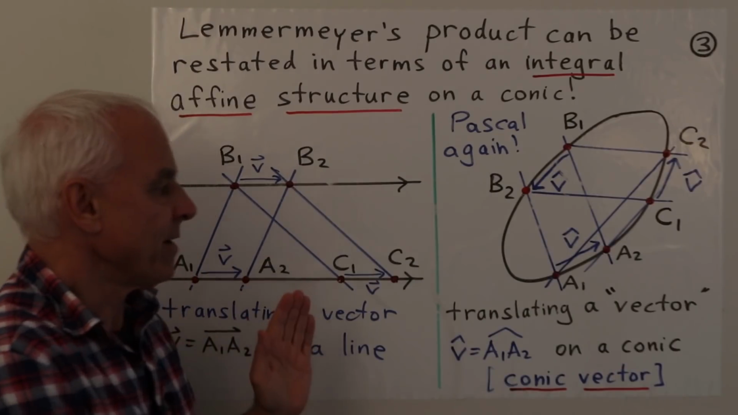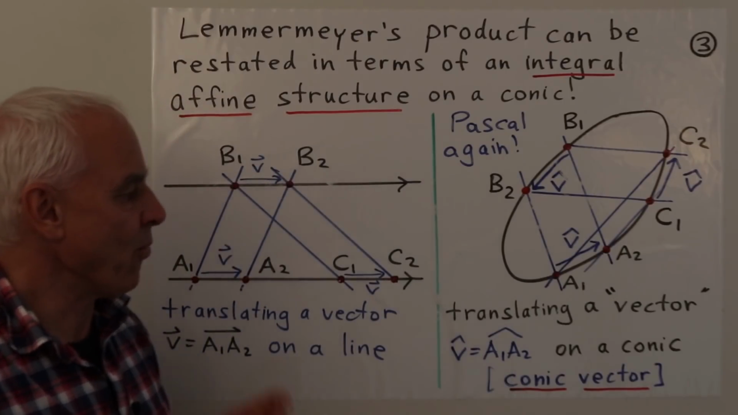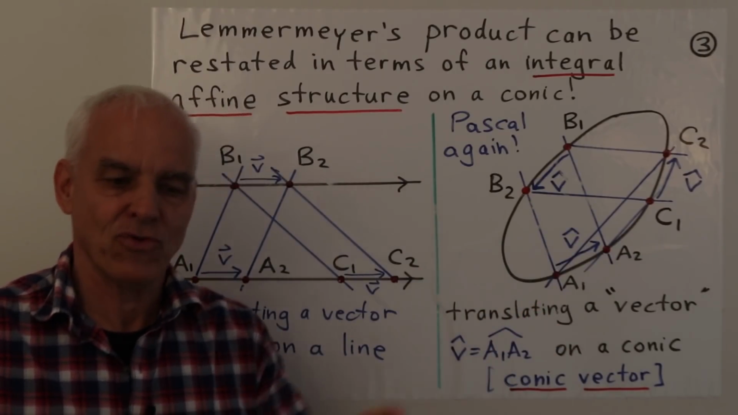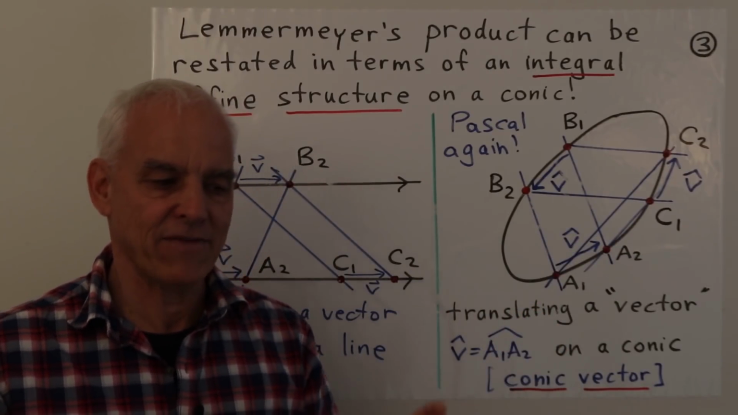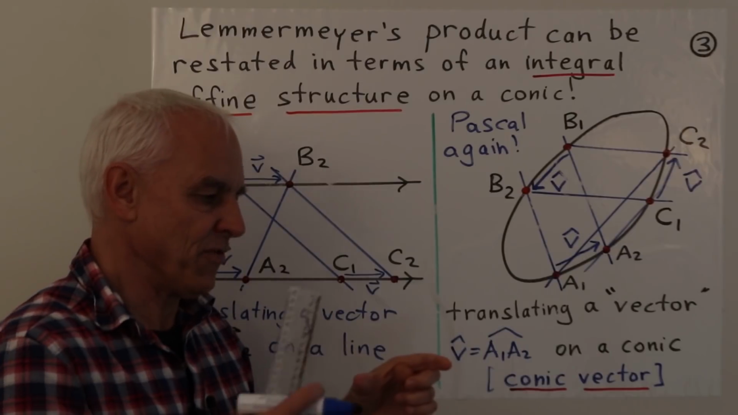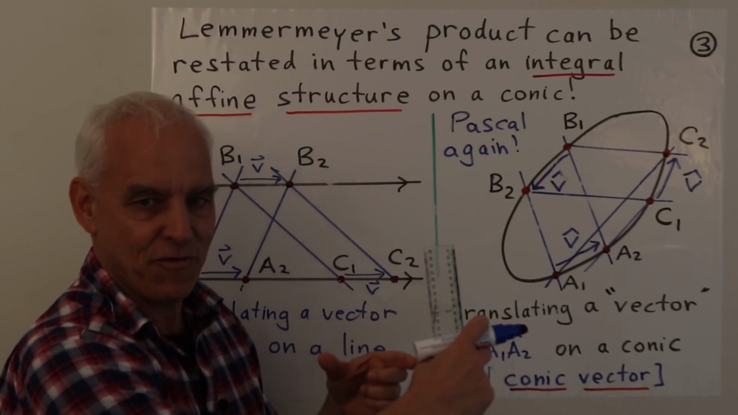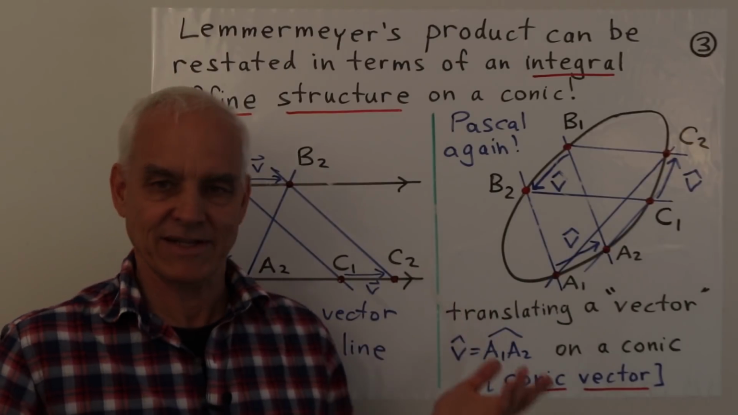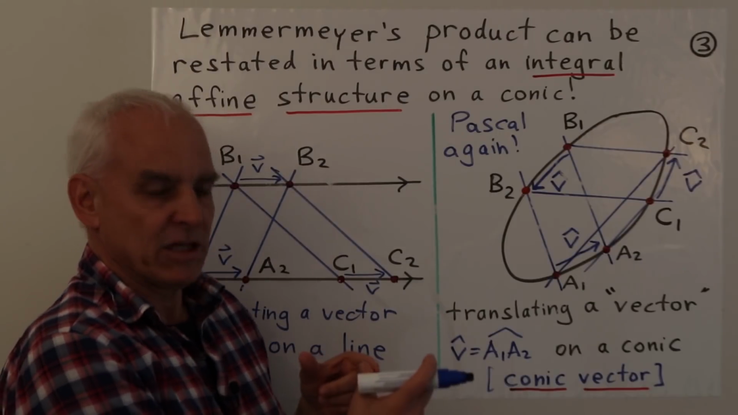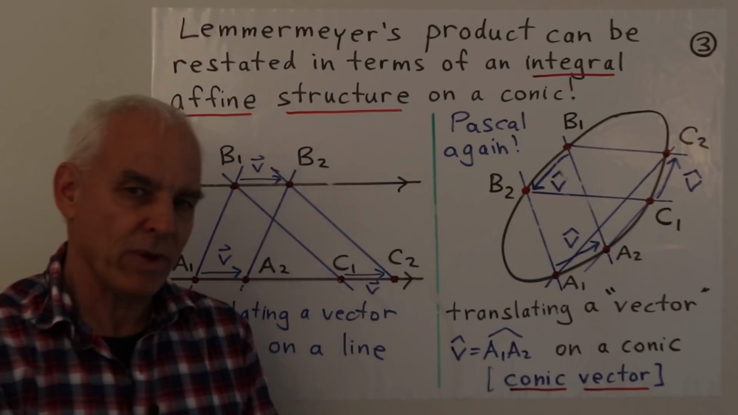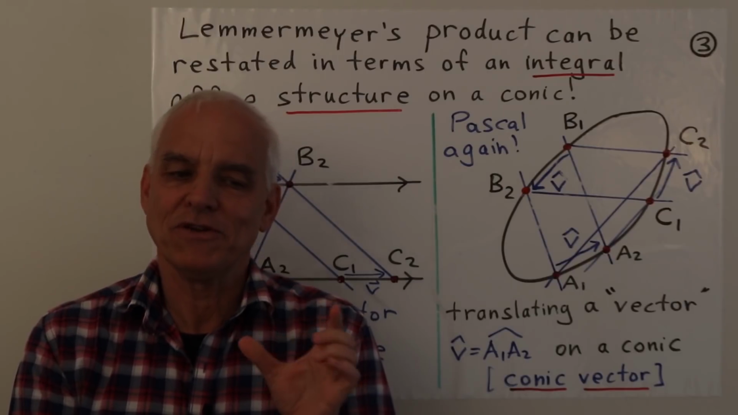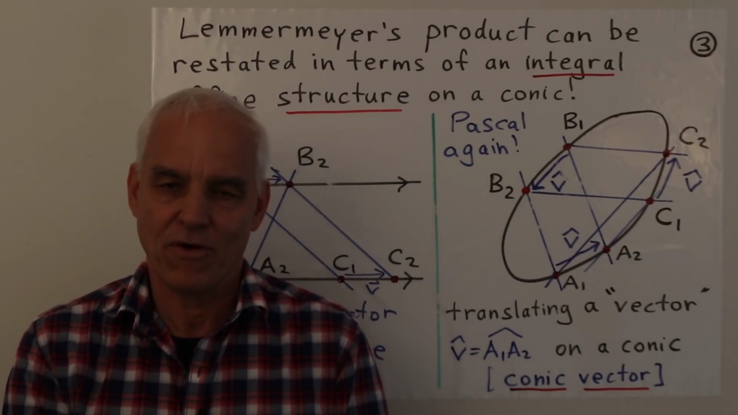So it turns out that Lemmermeyer's product gives us a well-defined notion of vectors on a conic, and we're able to translate those vectors. And once we can translate vectors, well, then we can add them, because we just take one vector and move the second one so that it's starting at the head of the first vector, and then that combined thing will be the sum of those two vectors. This means we can also take a vector v and multiply it by 2 or by 3. But crucially, what we cannot do is divide. We are not able to divide a vector by 2 or 3 or 4 or 5.